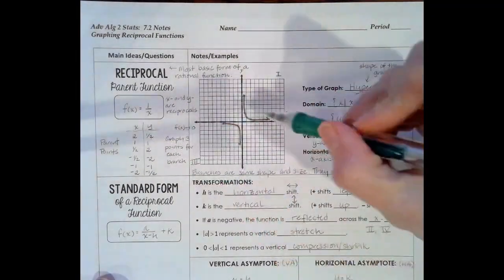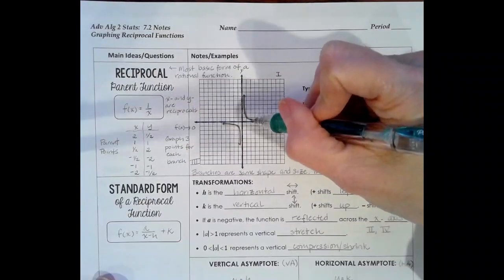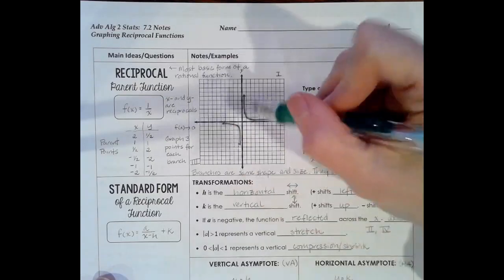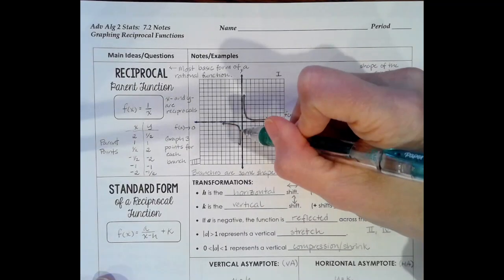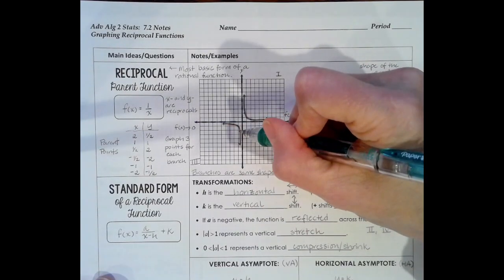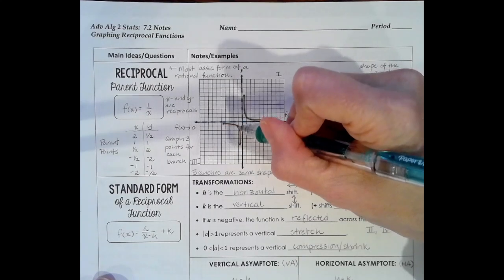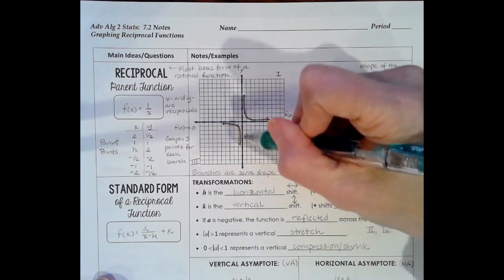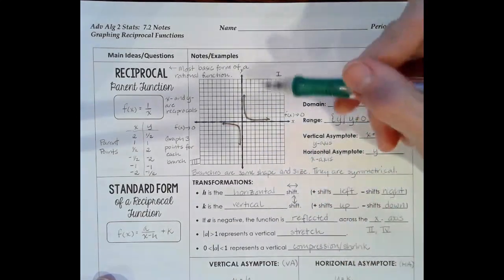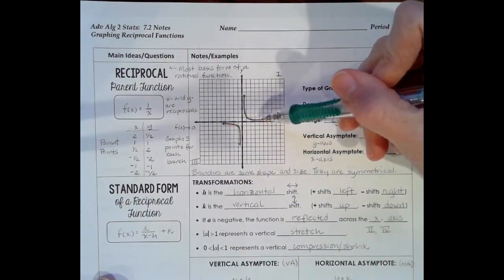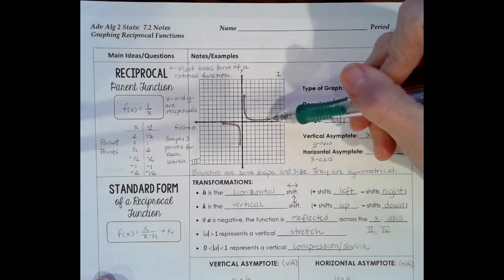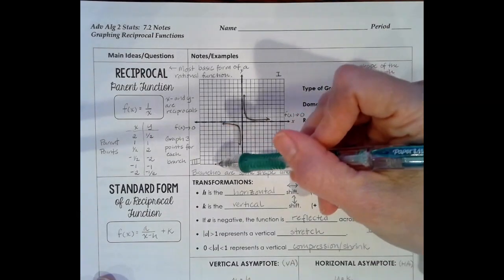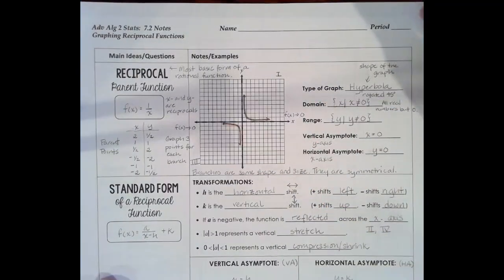Now, if we plot those points, I'm going to get 2 and 1 half, 1 and 1, and then 1 half and 2. In terms of the negative values, I'd plot negative 1 half and negative 2, negative 1 and negative 1, and negative 2 and negative 1 half, and connect the dots. And you'll see that I have two branches. They're the same shape, same size, they're symmetrical. One happens to be in quadrant 1, and the other one is in quadrant 3.